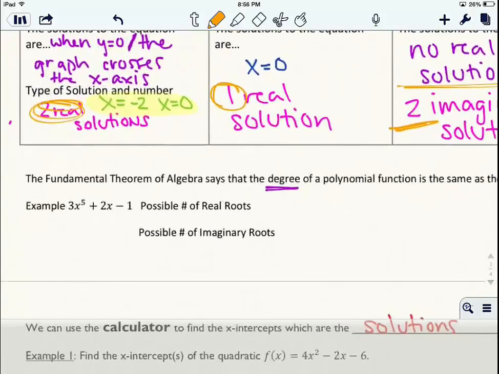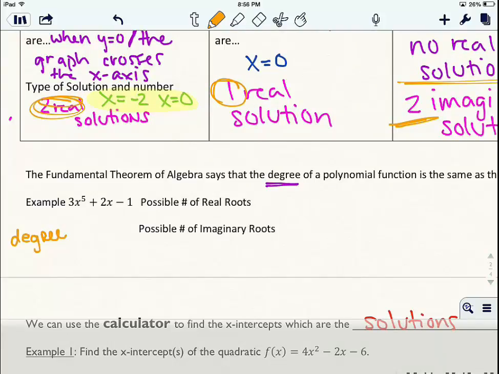So this one, remember, degree of a polynomial is the biggest exponent. So this one has a degree of 5, which means it has possible roots of 5, 4, 3, 2, or 1. Okay? And then it has possible number of imaginary roots. They come in pairs, so that's even numbers. 4, 2, or maybe 0. Copy this down, just let it sink in a little bit, and we will clarify later.